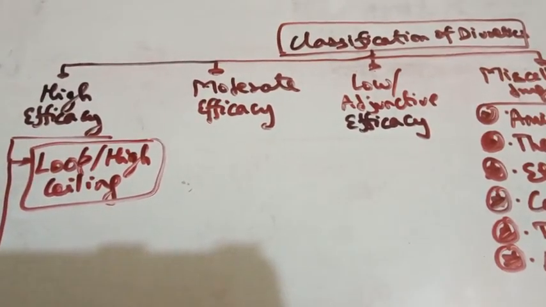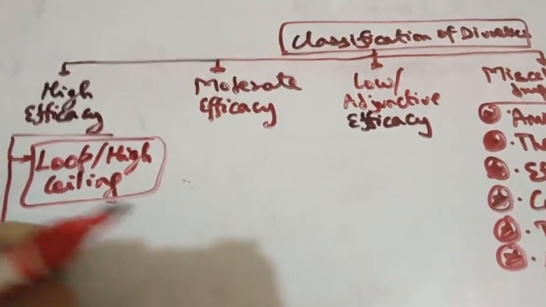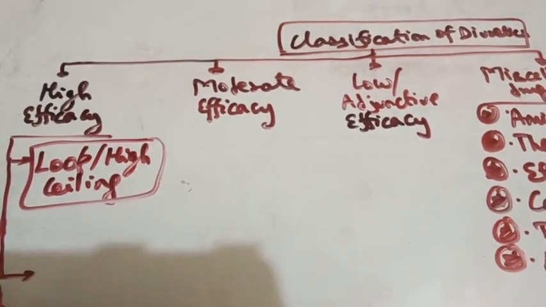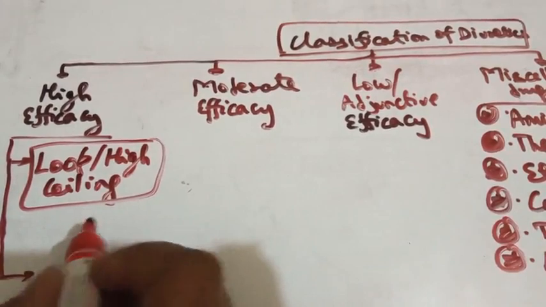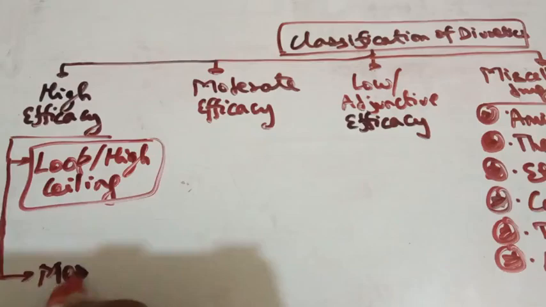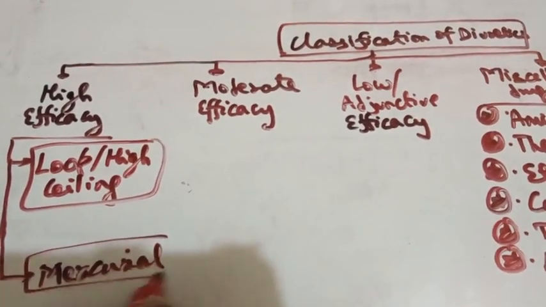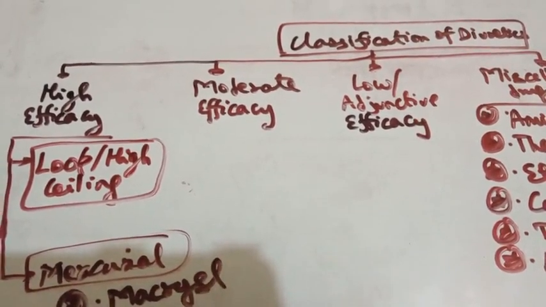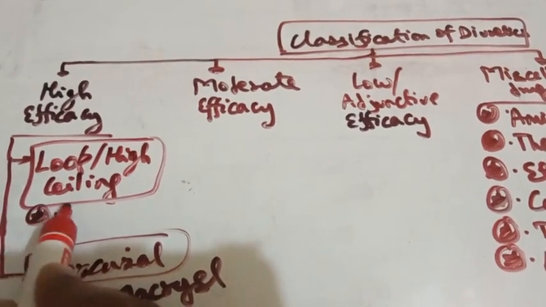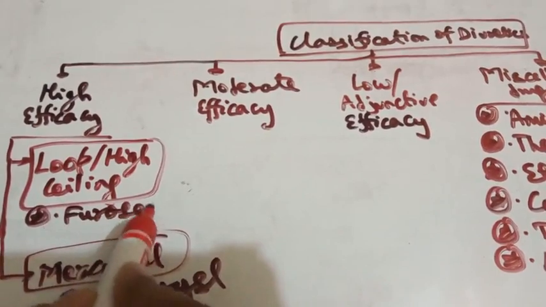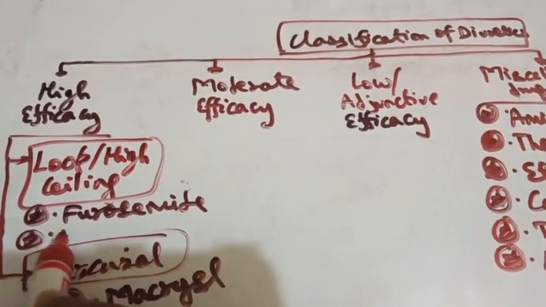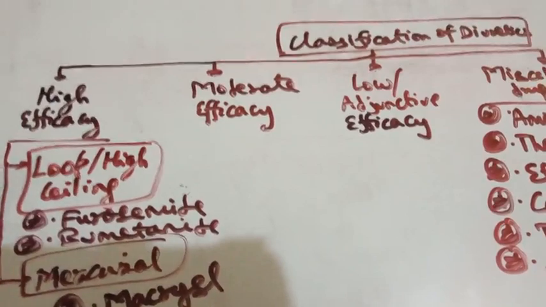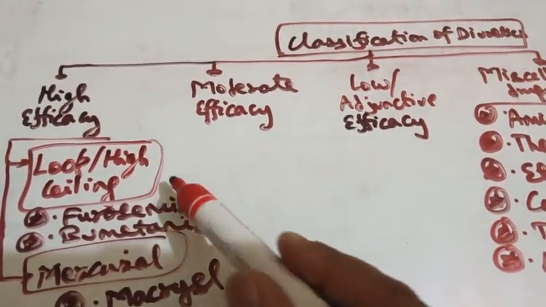Okay, this is not visible in the camera, so let me adjust. Now it is visible. So loop or high ceiling diuretics, and second we have mercurial diuretics. Mercurial diuretics only include one drug, that is mercurial. And loop diuretics include two drugs, furosemide and bumetanide. So these are the two drugs in loop or high ceiling diuretics.